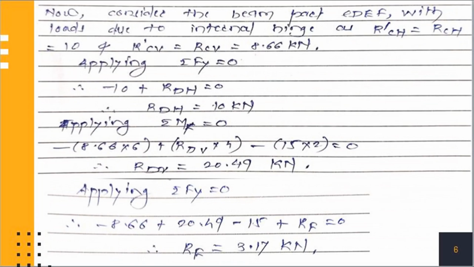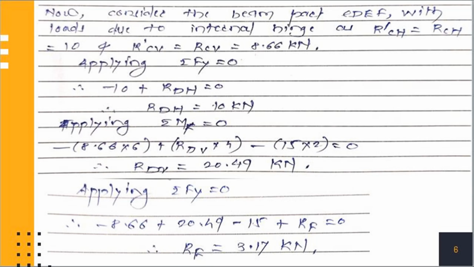Now consider the beam part CDEF with loads due to internal hinge as RCH dash is equal to RCH is equal to 10 Newton, and RCV dash is equal to RCV is equal to 8.66 kilonewton, which is already explained in previous slide. Now as this system is non-concurrent force system, therefore there are three analytical conditions.